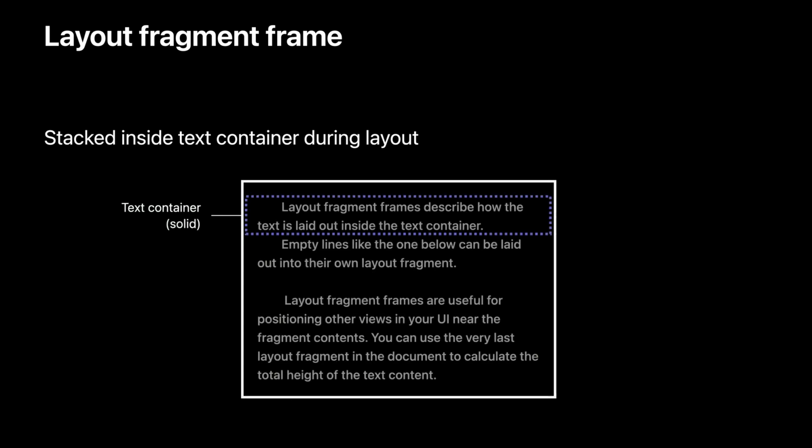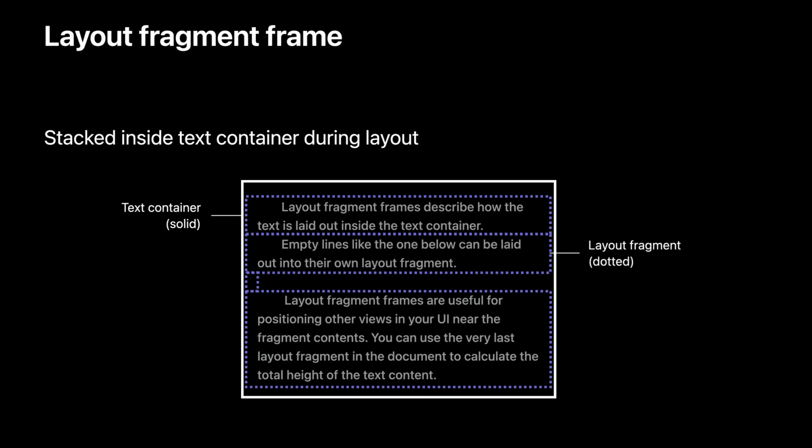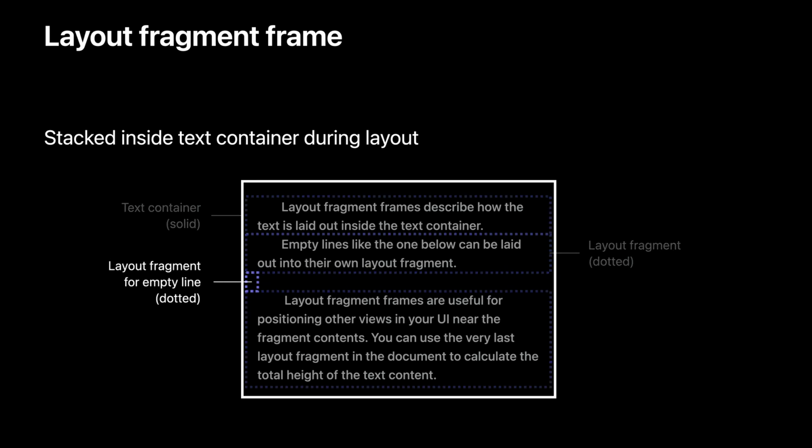The second property, the layout fragment frame, describes how the text in the layout fragment is laid out inside the text container area. In TextKit 2, text layout is basically stacking up the layout fragment frames within the container. Think of these frames like tiles. The system is dividing up the text container area into tiles, where each layout fragment is a single tile. Empty lines have their own layout fragment frame, as shown in the diagram. In general, layout fragment frames are useful for positioning other views in your UI near the fragment contents, or for calculating the total height of the text content.